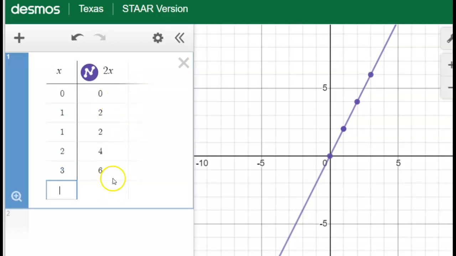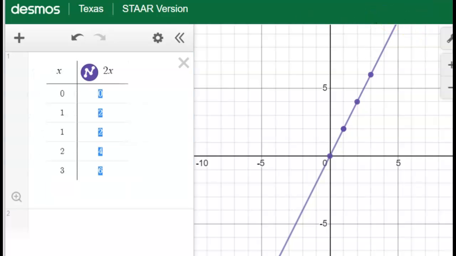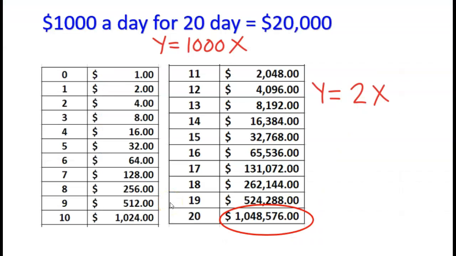Does this table match the table I was just looking at? I don't think so. Well, that table didn't match this one right here. That's not the right equation. Well, what's the equation going to look like for this? Well, what's happening right here? What am I doing each time?